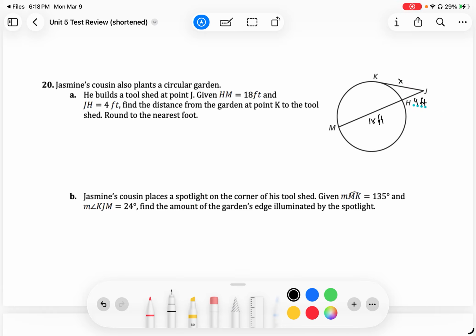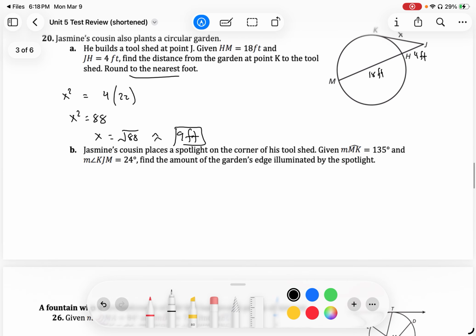So this is the secant-tangent theorem, which says that the square of the length of the tangent is equal to the exterior portion of the secant times the entire length of the secant. So x squared is equal to 88, and therefore x is the square root of 88, which is approximately 9.38. So we're going to say approximately 9 feet, since it says round to the nearest foot.